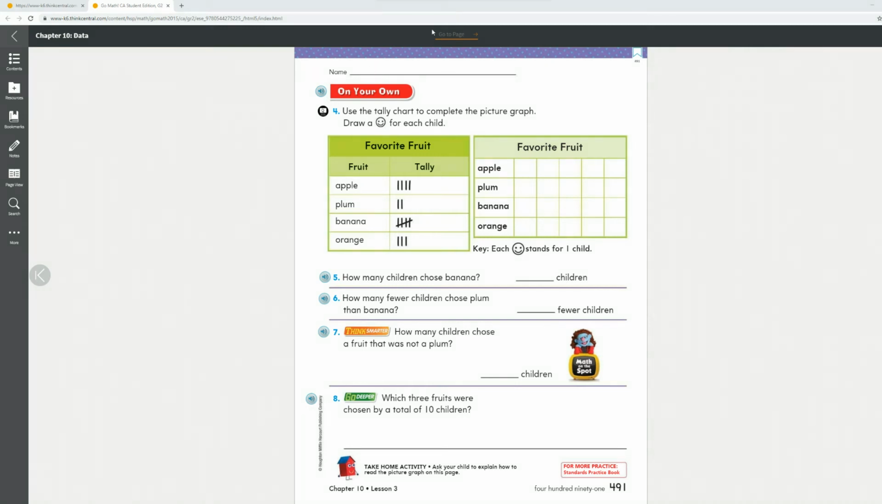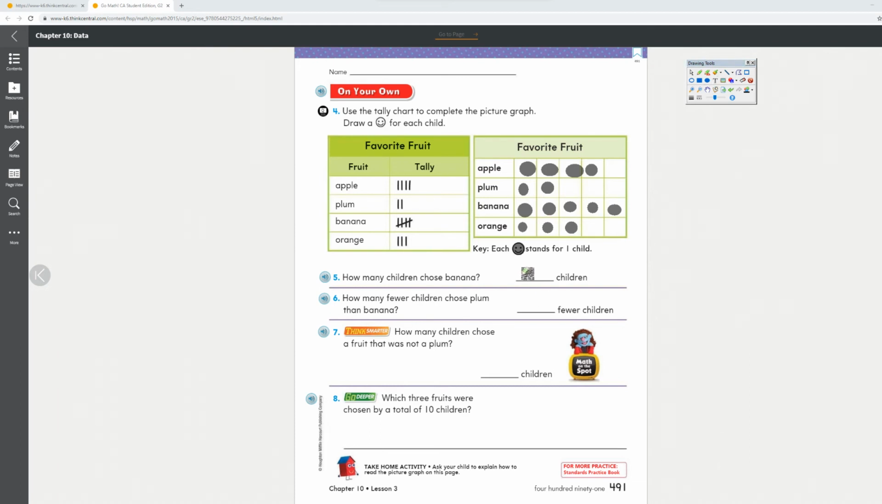Alright class, let's go over the answers. So you should have started by completing the picture graph. And you should have drawn smiley faces, but I'm going to do circles instead because it's easier for me on the computer. So on your paper, they're going to be happy faces. On my paper, they're going to be circles. So you should have drawn 4 smiley faces for apple. For plum, you should have drawn 2. Banana would have 5. And orange will have 3 smiley faces.